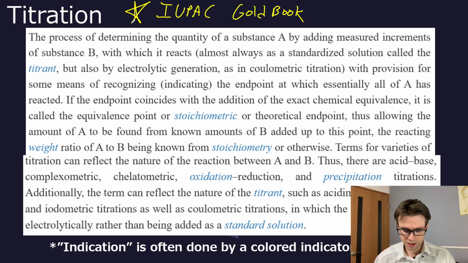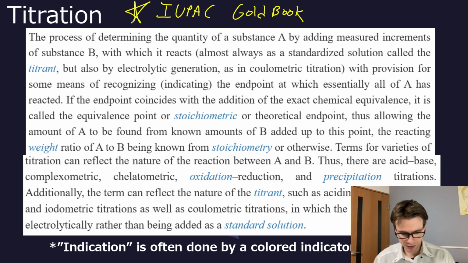And if we do know that, we can set up our titration and check for the endpoint. Okay, terms for varieties of titration can reflect the nature of the reaction between A and B. Thus, there are acid-base, complexometric, chelatometric, oxidation reduction, and precipitation titrations. Tongue twisters there. Just various types of reactions that we can put in here.